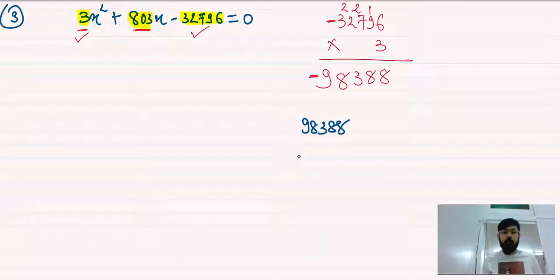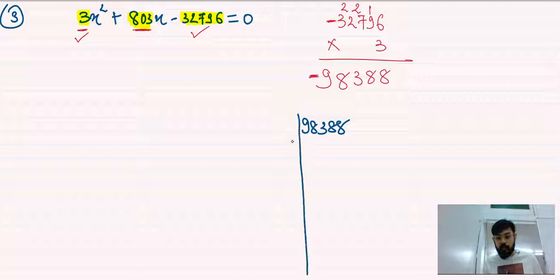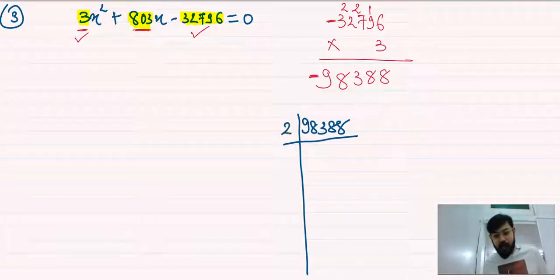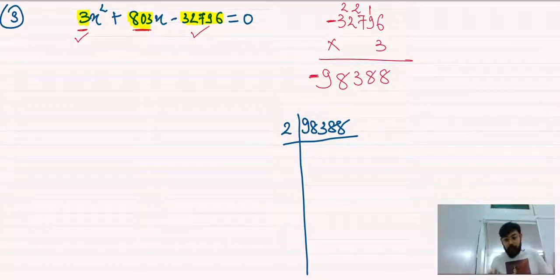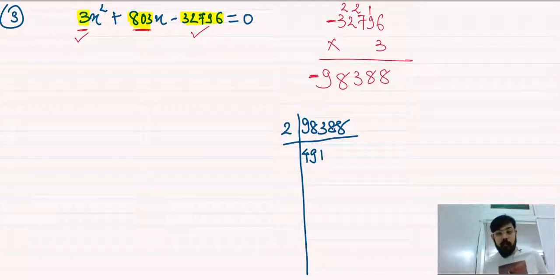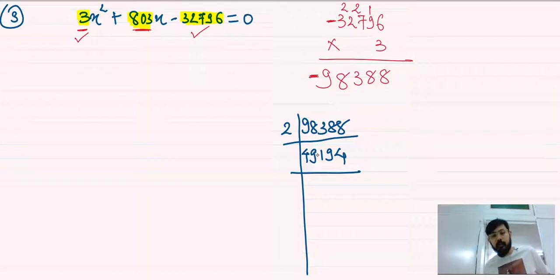98388. That's the number we get, which has to be factorized. Factorization. 2 fours are 8. 2 fours are 8, remainder is 1, 2 nines are 18. Then comes 3, so 2 ones are 2, remainder is 1, 8 comes down, 2 nines are 18, and 2 fours are 8. So that's basically what you get when you divide 98388 by 2.